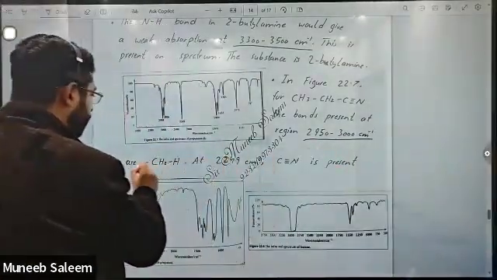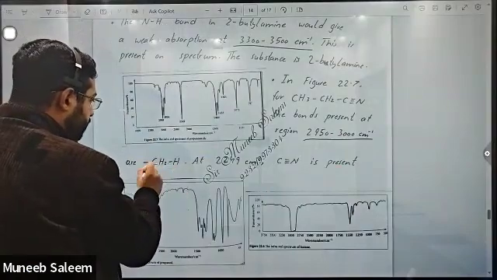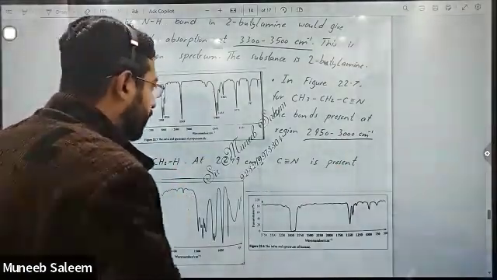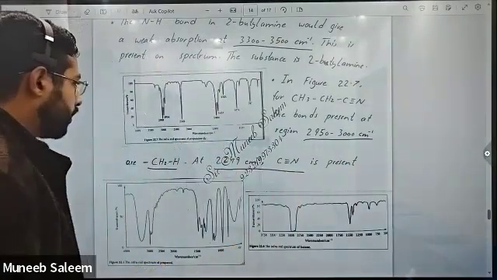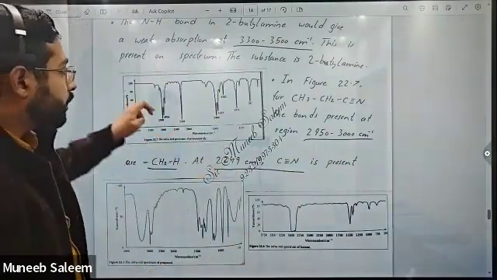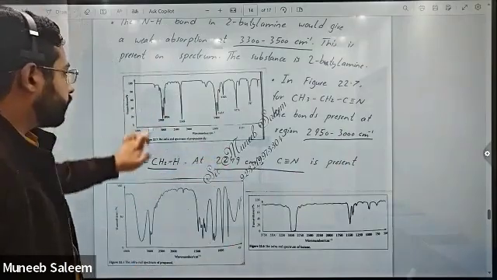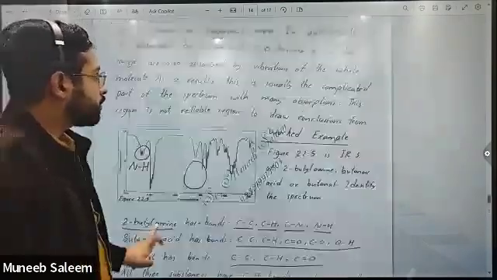This one belongs to the CH bond of the alkane, and the nitrile group is present at 2249 per centimeter. Now we can also check its range from the table, nitrile group from the table.